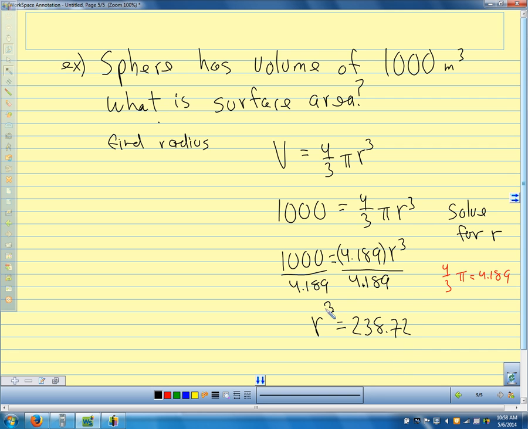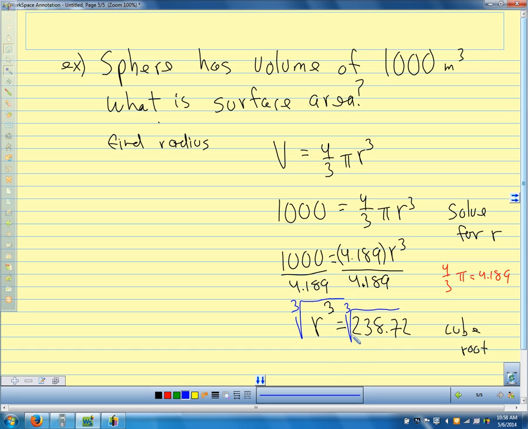How do I undo this cube? We have to do the cube, we call it the cube root. So we need to use the cube root. Square root undoes a square, cube root undoes a cube. So the cube root looks like this, with a 3 there.